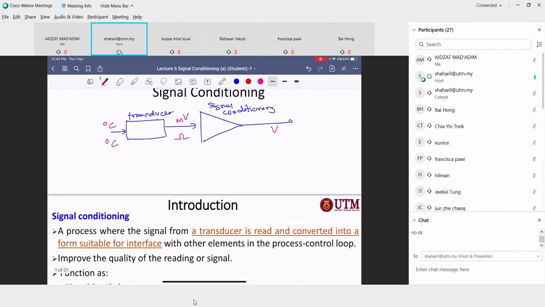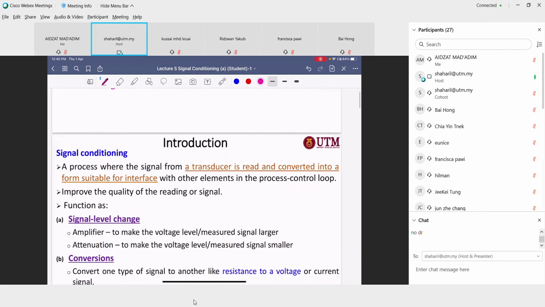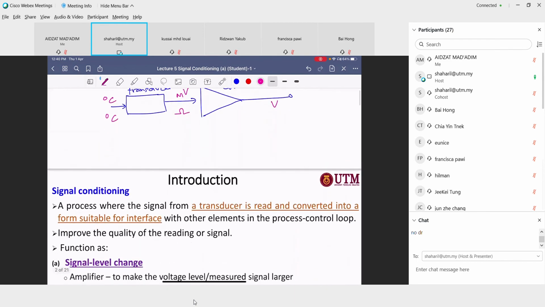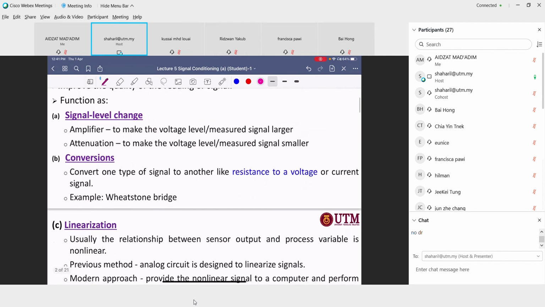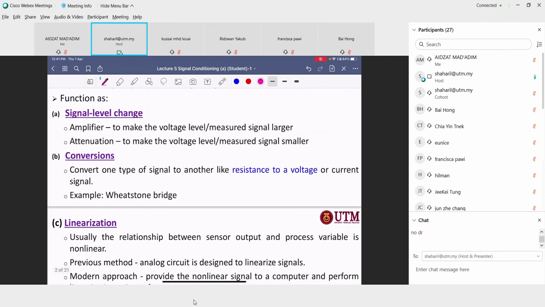Okay, all right. So signal conditioning is about level change, right? Level change means it can be used to amplify from a small voltage to a large voltage. It also can do attenuation, from a large voltage to a small voltage, right? And for conversion, it can convert resistance to millivolts, for example, or maybe it can convert capacitance, farad, to millivolts, okay, and so on.